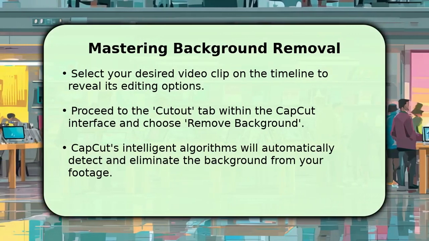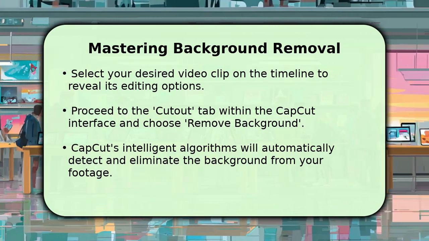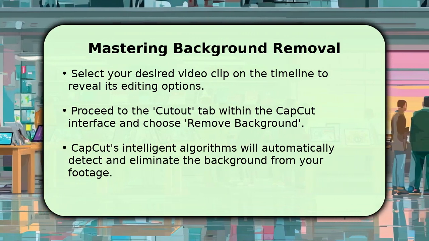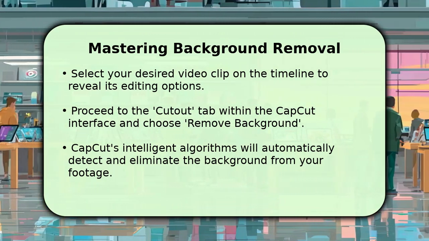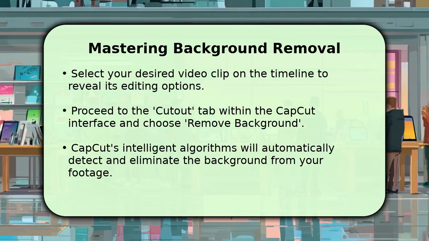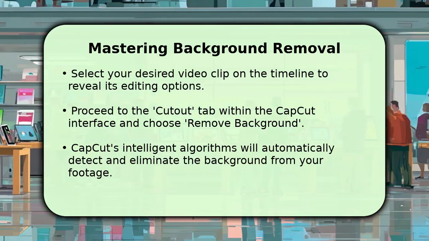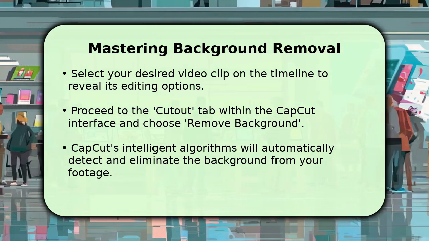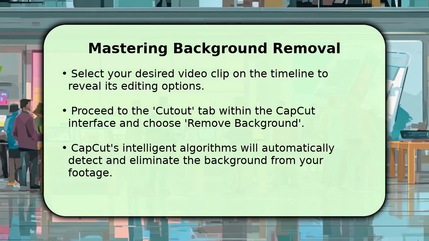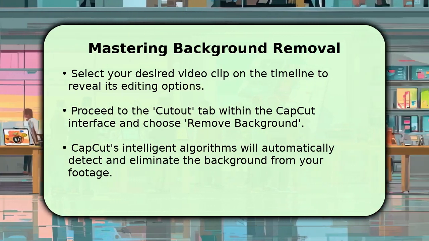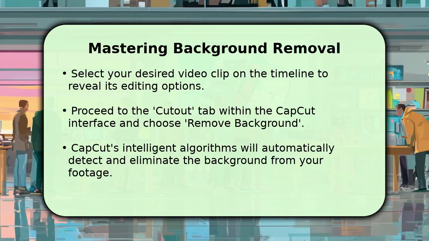Once your clip is selected, go to the Cutout tab in the CapCut interface. Choose the Remove Background option, and CapCut's intelligent system will automatically detect and eliminate the background. This feature works wonders for isolating subjects quickly and efficiently, often achieving great results in just a few seconds. Always review the automatic removal to ensure it meets your specific needs before moving forward.